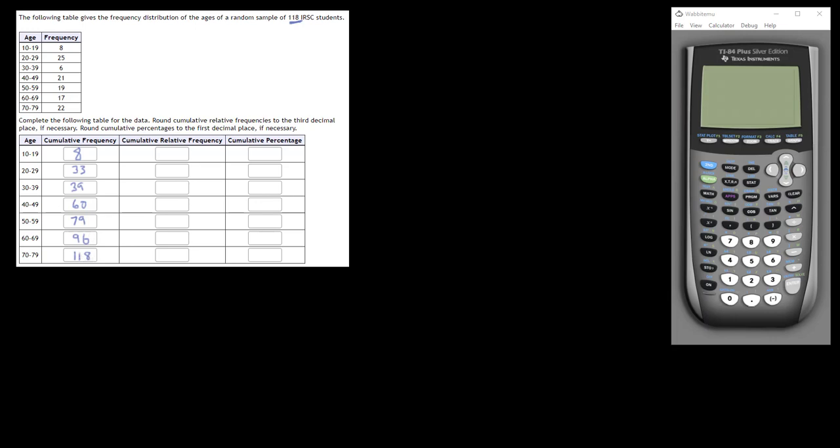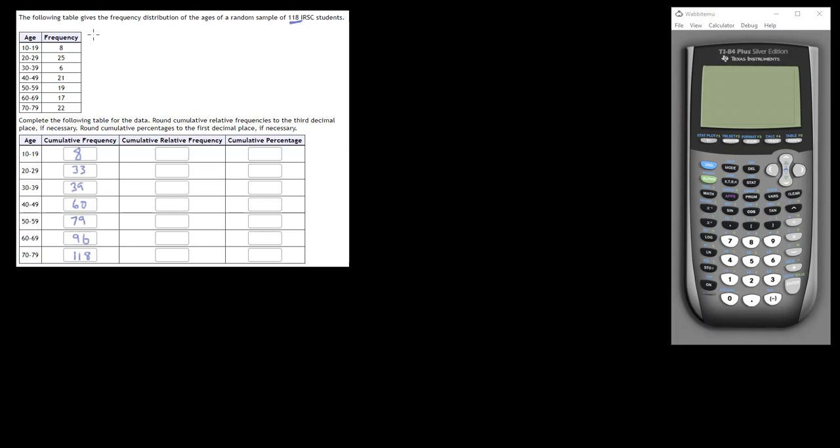So that's one way to check your cumulative frequency column. Okay, so that was cumulative frequencies. Now what about cumulative relative frequencies? Well, we actually probably need to calculate the relative frequencies first, because nowhere are the relative frequencies already calculated for us. So remember what a relative frequency is.